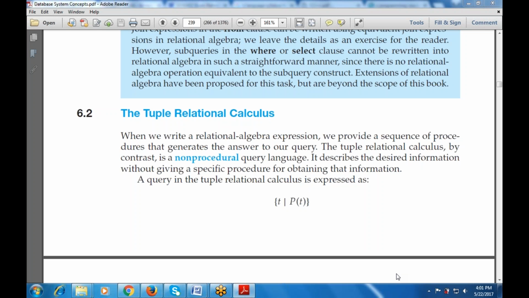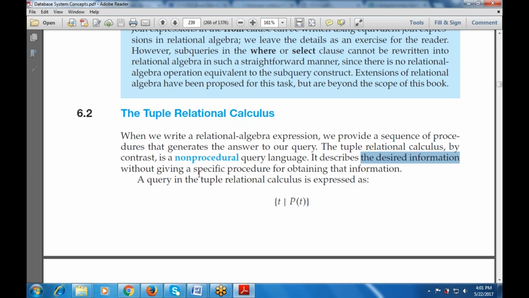Today's topic is the tuple relational calculus. In relational algebra, we write an expression that provides a sequence of procedures that generates the answer to our query. The tuple relational calculus, in contrast, is a non-procedural query language. So one is a procedural query language, and one is a non-procedural query language that describes the desired information without giving a specific procedure for obtaining that information.